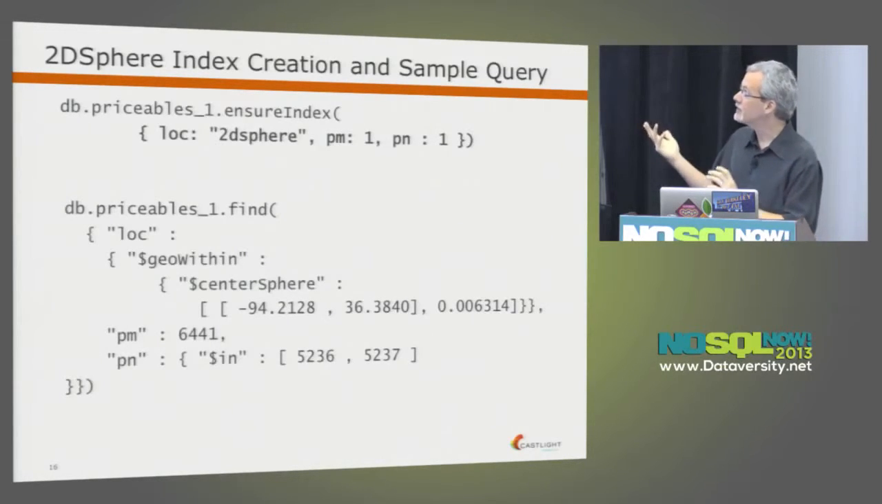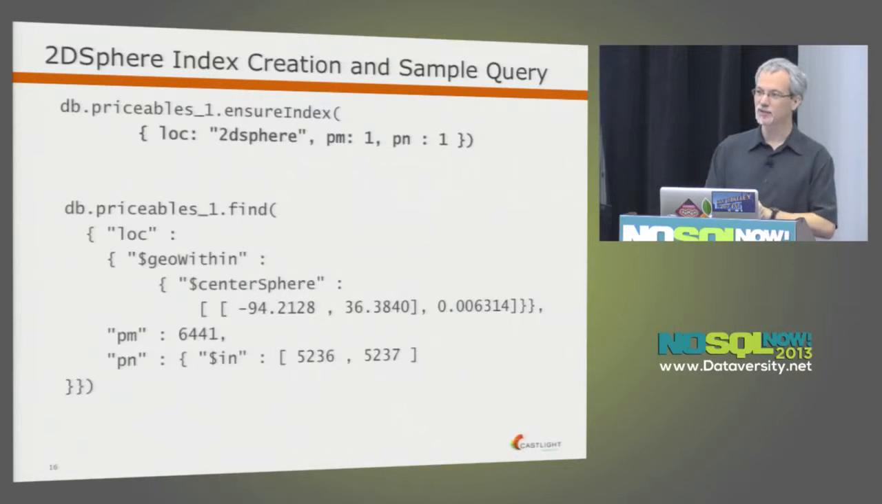And so for comparison, here's how you would actually use it. The first command, again, this is the JavaScript of how you would do it, like in the Mongo console. Inside of my pricing database, I have a collection named Priceables1. There are a bunch of those in there. On that collection, I'm telling it to make sure there's an index. If it already exists, it just ignores this.